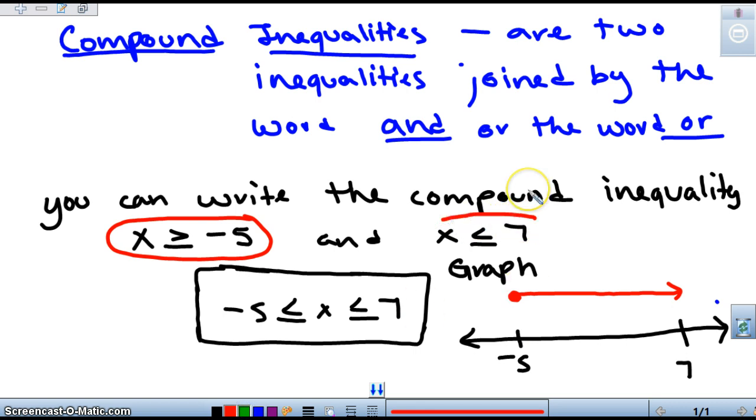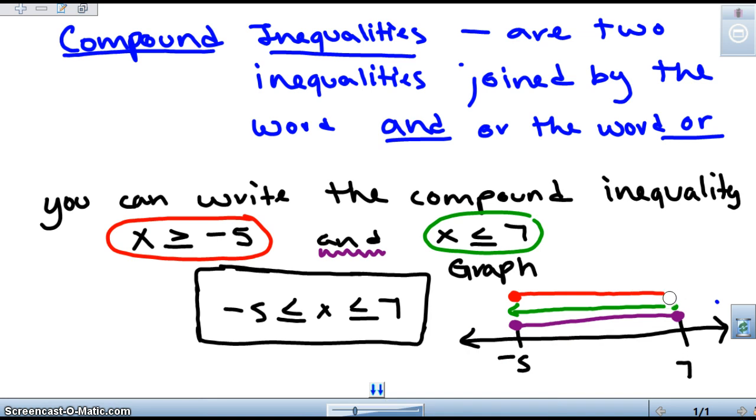I'm going to graph x is less than or equal to 7 in green. That means closed circle and all the numbers that are less than 7. Do you see how these two graphs would overlap? If we're graphing a compound inequality that has the word "and", that means the graphs would overlap and they would look like this graph in purple ink. So what you would have to graph in a compound inequality is just the purple ink.